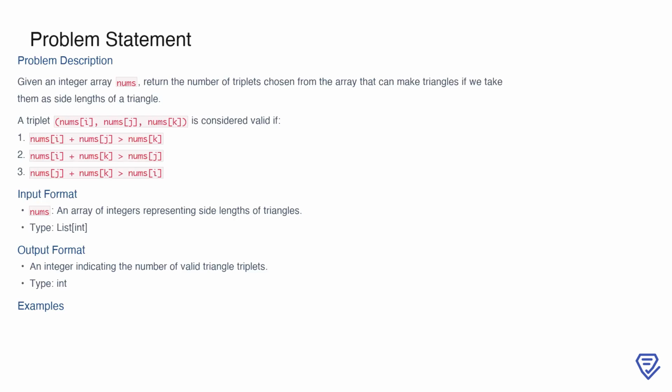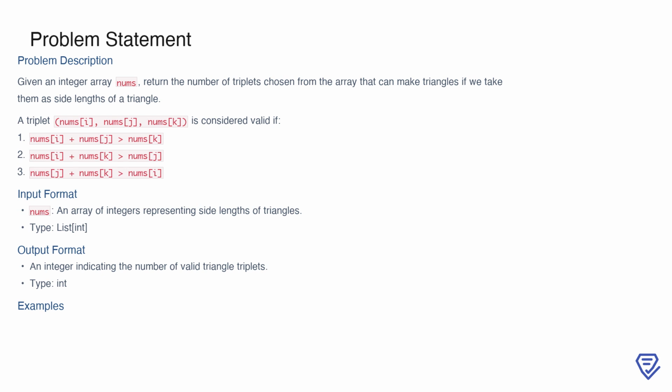In this problem, we're tasked with determining how many valid triangles can be formed from a given array of integers, where each integer represents a potential side length of a triangle. To form a valid triangle, the three sides must satisfy the triangle inequality. This means that the sum of any two sides must be greater than the third side. Specifically, for a triplet nums[i], nums[j], nums[k], the following conditions must hold: nums[i] + nums[j] > nums[k], nums[i] + nums[k] > nums[j], and nums[j] + nums[k] > nums[i].